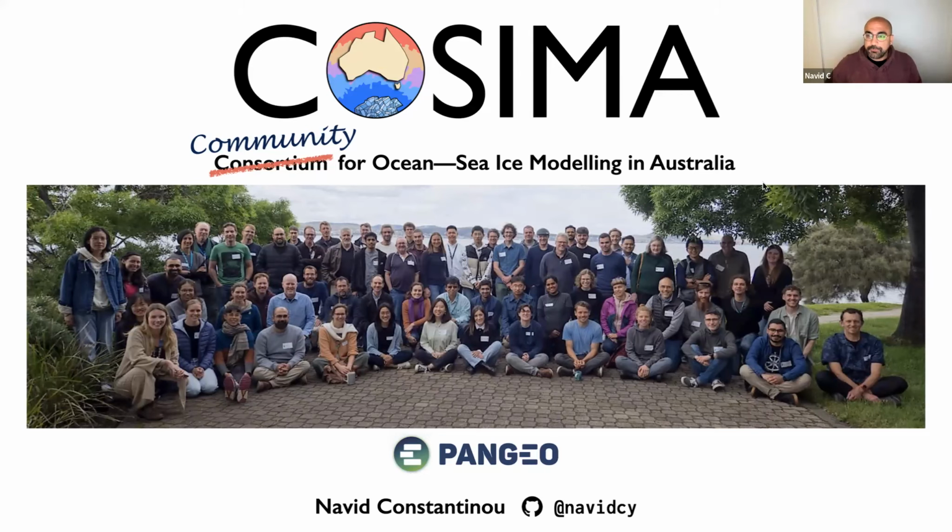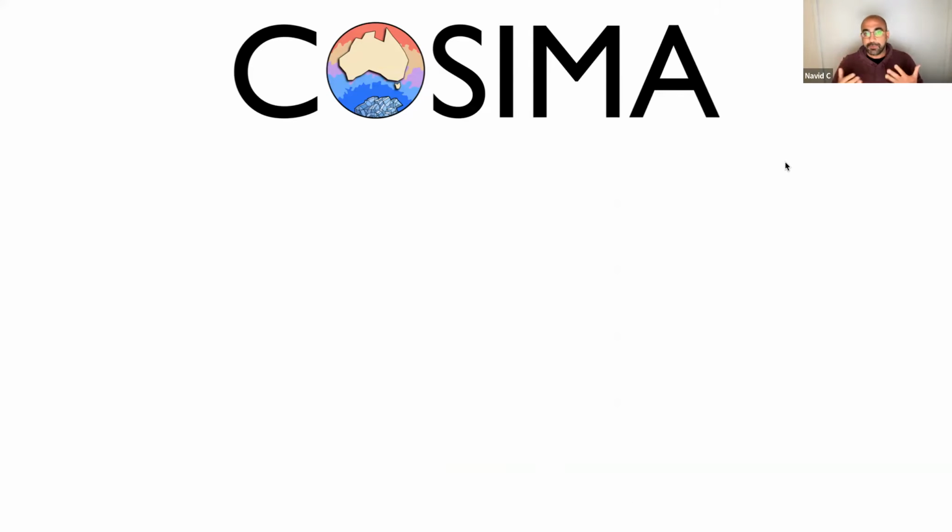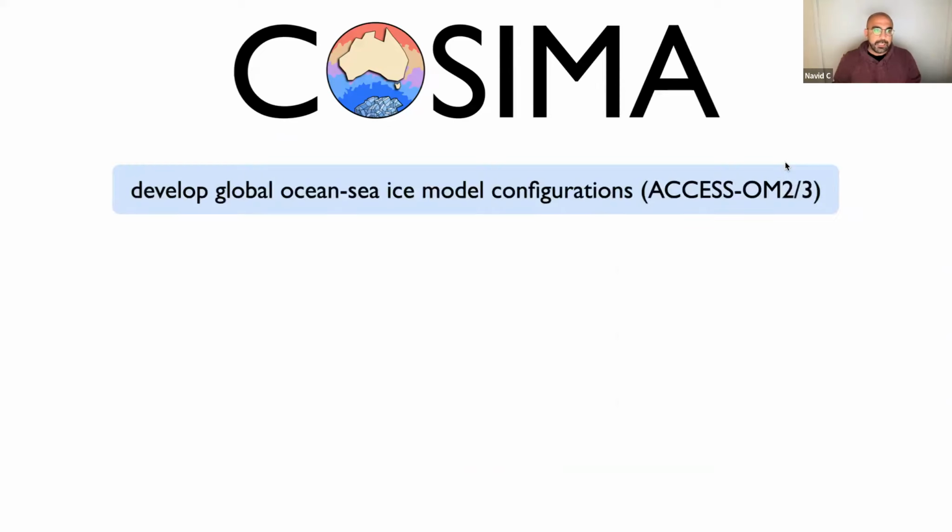So what do we do within COSIMA? We develop global ocean CIs model configurations. Perhaps you've heard of the Access Ocean Model or the Access Climate Model. We are developing essentially the ocean component of the Access Climate Model.